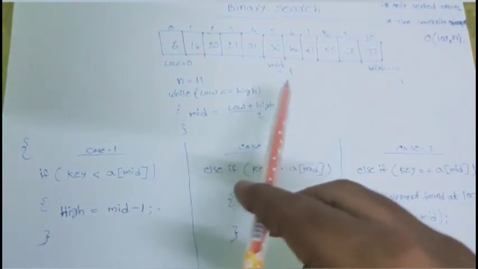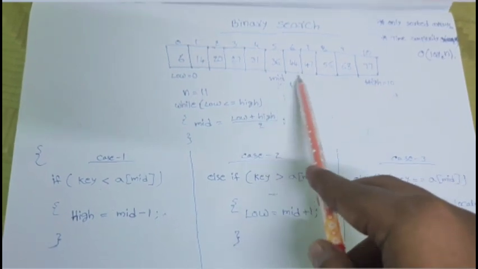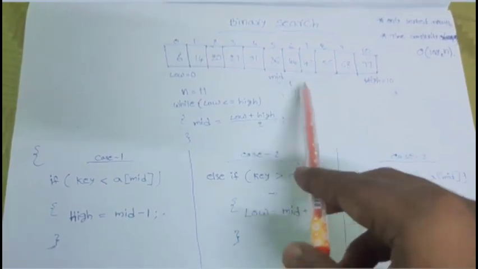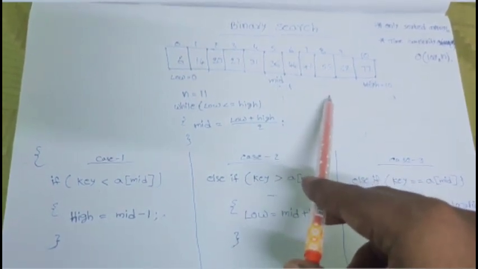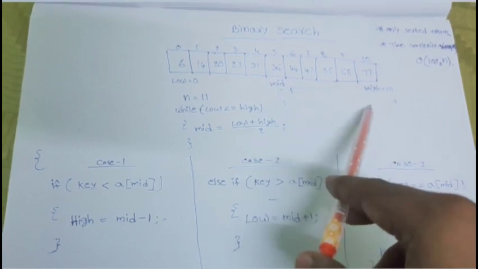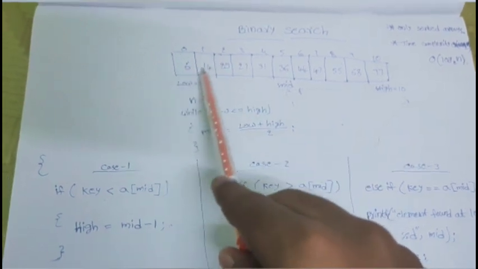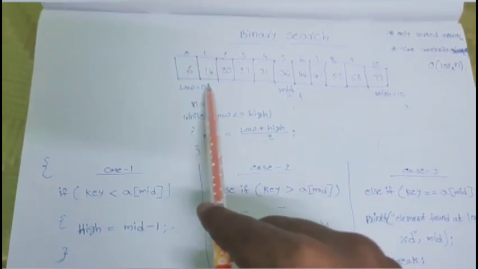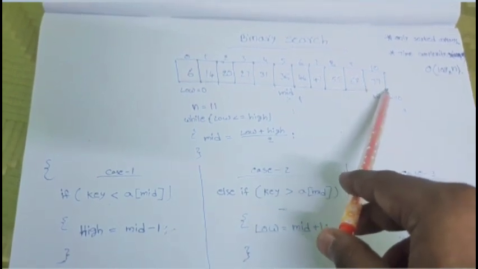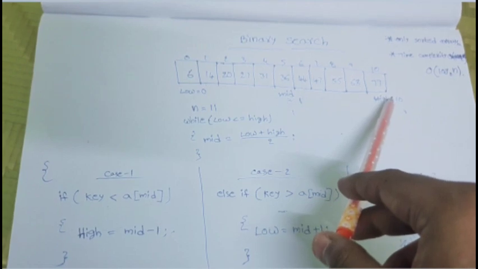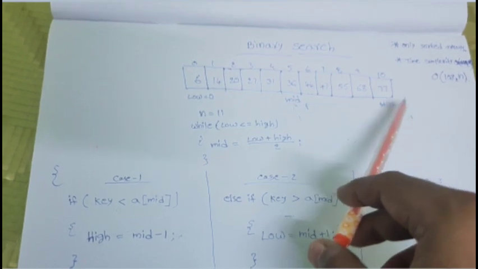Here we will use a mid variable to calculate our required key element, where the mid value will come from the low and high variables. We will consider the 0th index starting element as the low index and the last, final element as the high index. Low index is 0 and high is 10 here.